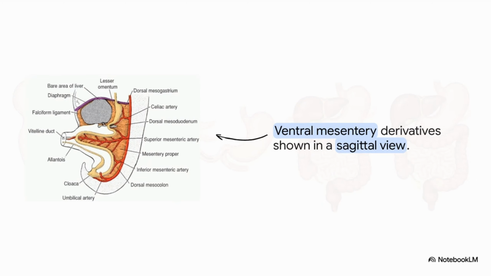Now let's contrast that massive posterior anchoring system we just covered with the highly restricted anterior connections. Unlike the dorsal mesentery, which runs along almost the entire length of the gut tube, the ventral mesentery is strictly limited. It only exists at the terminal part of the esophagus, the stomach, and the upper part of the duodenum. And importantly, this ventral mesentery is embryologically derived from the septum transversum.